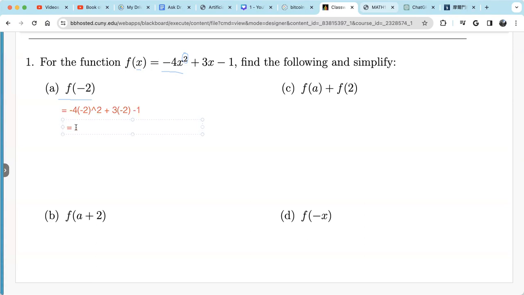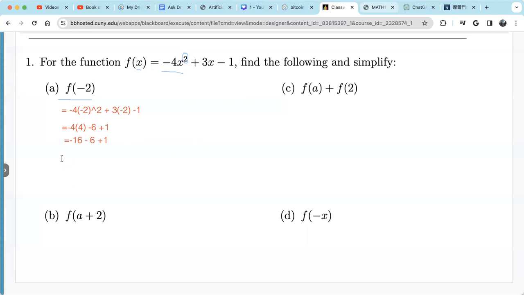Then we do the calculation, right? Negative 2 squared is negative 2 times negative 2. Negative times negative becomes positive. So any negative number, when you square it, becomes positive. That's in the real number system. So I have negative 4 times positive 4, since negative 2 squared is 4. Then positive 3 times negative 2 is negative 6. Then plus 1. Negative 4 times 4 is negative 16. Minus 6 plus 1.